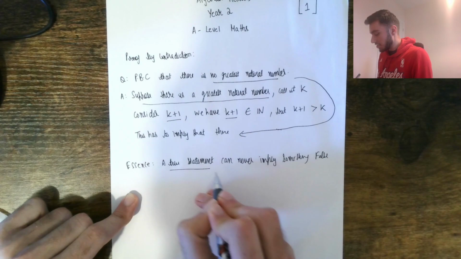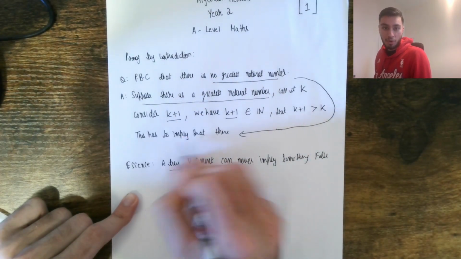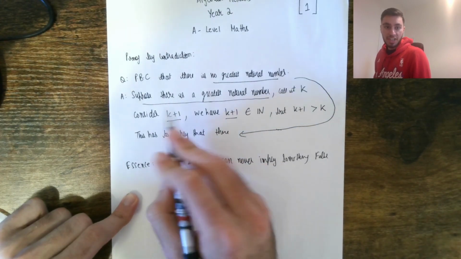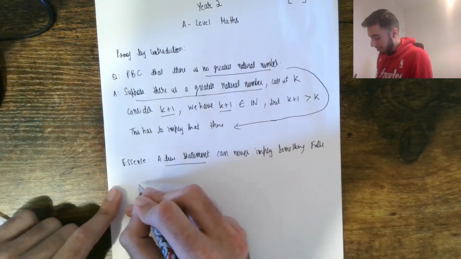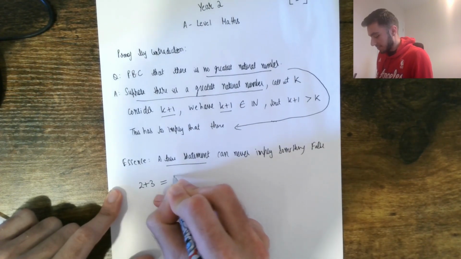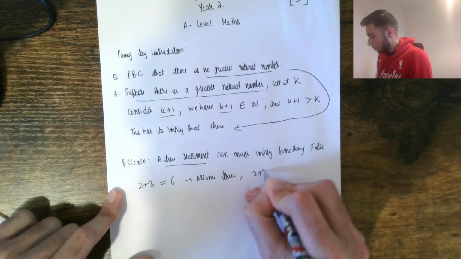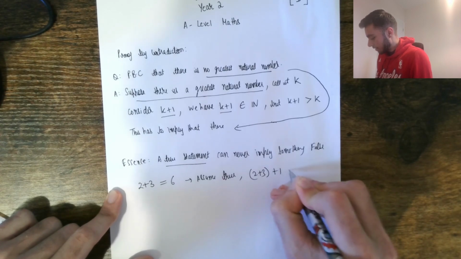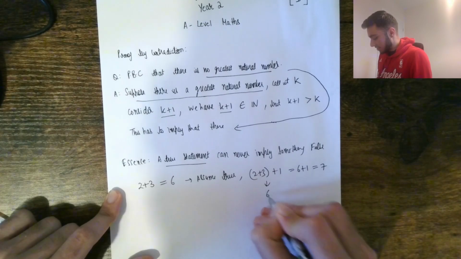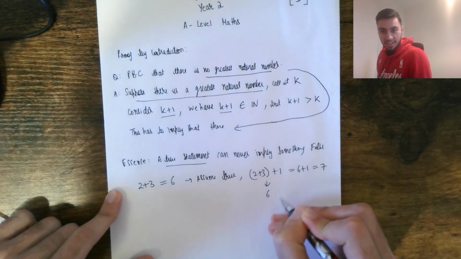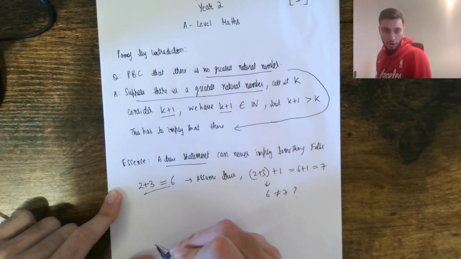The essence is that a true statement can never imply something false. So this statement must have been false because it provided a false implication. If this statement was true, something like this would have never occurred. So if I take a false statement, if I take 2 plus 3 and I call it 6 and assume true, and then I add 1 to both sides, I get 2 plus 3 plus 1 equals 6 plus 1 equals 7. But this is 6, right? 5 plus 1 is 6. But 6 is not equal to 7, is it? And therefore, this first thing could not have been true.